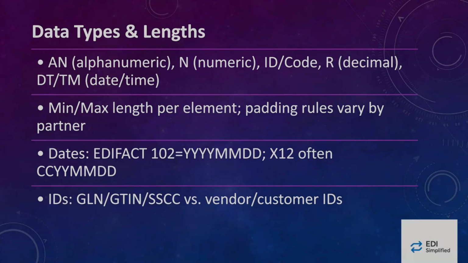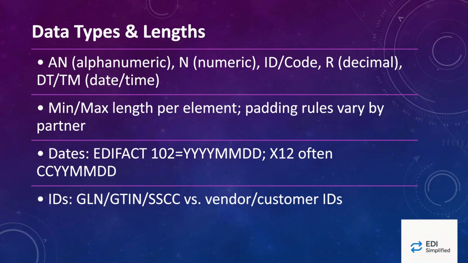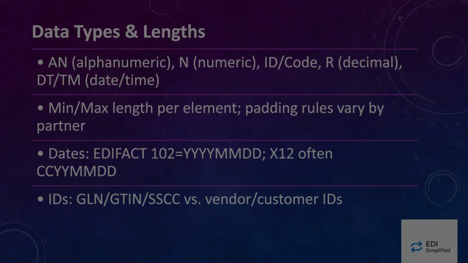Each data element also has a defined data type and length. Common data types include numeric, alphanumeric, dates, and decimals. Length rules specify minimum and maximum size, which helps prevent truncation and data quality issues. Ignoring these rules is one of the most common causes of EDI validation errors.